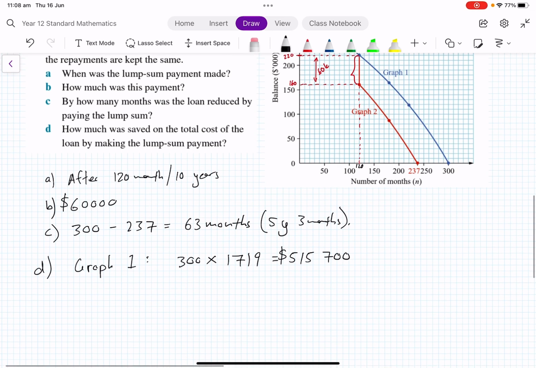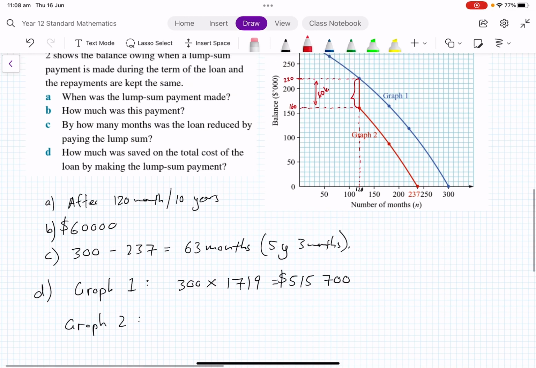Now, Graph 2 is a little bit more complicated. Well, it's not really, we just need to think. Our repayments are the same. That's what the question says: the repayments are kept the same. So therefore, it's 237 months of $1,719. But that's not all. Obviously, you can't pay the same and then suddenly magically finish. We also need to add the $60,000 that we paid. That's the lump sum.